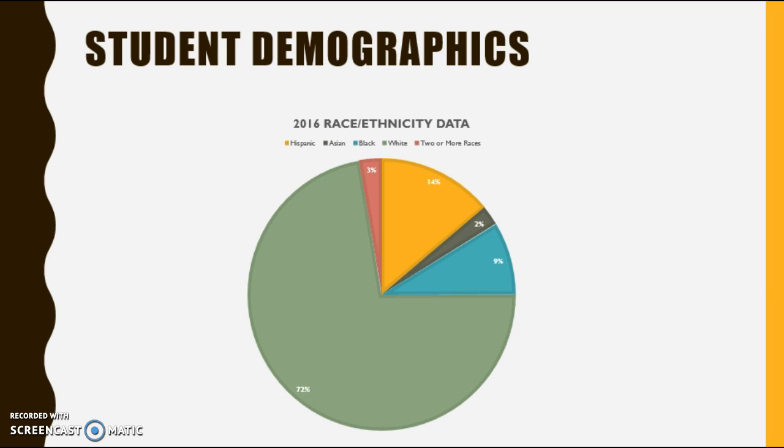Here's the breakdown by race and ethnicity. We have a mostly white population at 72%, and then in our minority population, you'll see that the Hispanic students dominate that, with the Black students coming closely behind.